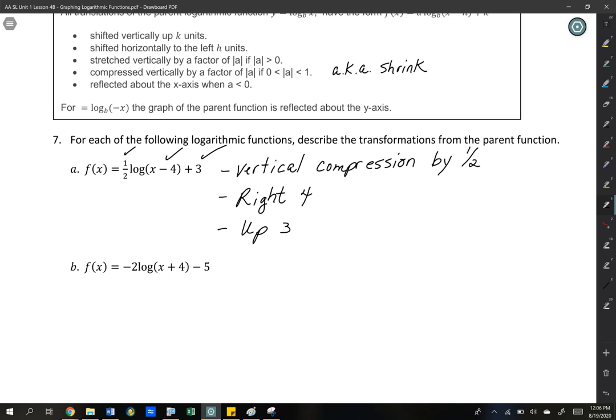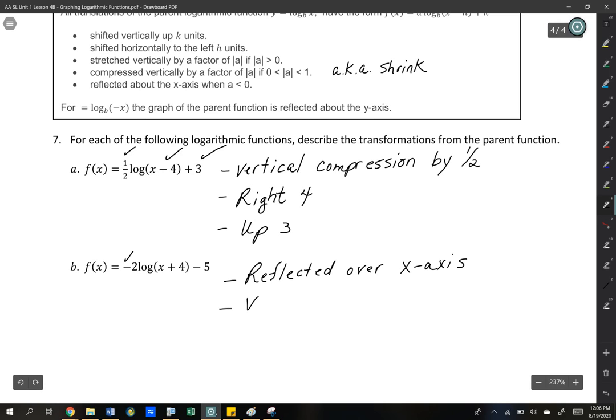All right, let's take a look at letter B. We have a negative out front. That means we're going to be reflected over the x-axis. That's the negative. The 2, so we are going to have a vertical stretch by 2. The +4 means that we're going to move left 4. And the -5 means we're going to move down 5.